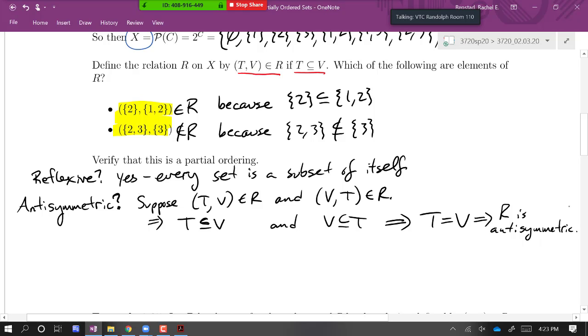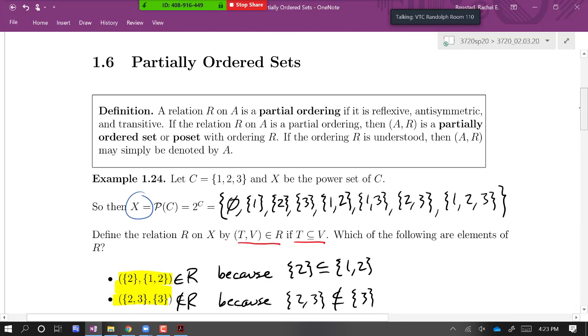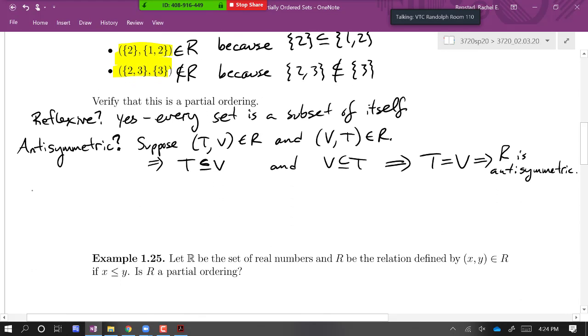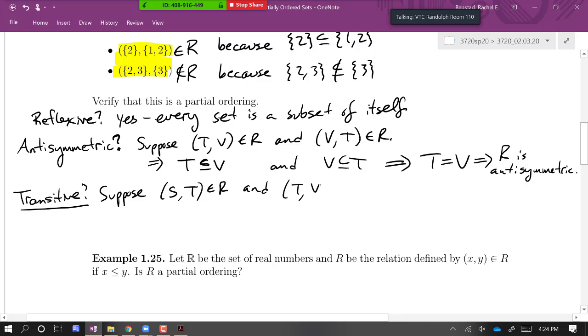And then the last property, I'm just going up here to the definition, we got reflexive, anti-symmetric, and then we just need to check transitivity. So is this transitive? Well, let's see. So if we suppose that S is related to T, and that T is related to V, is S related to V?